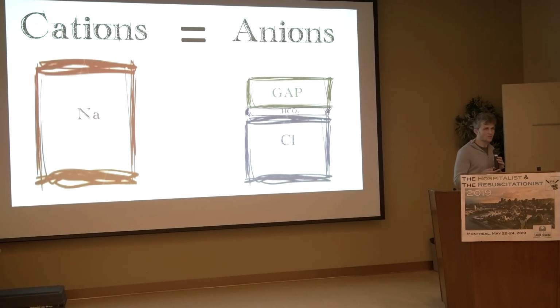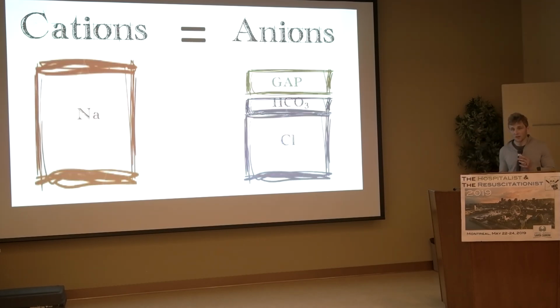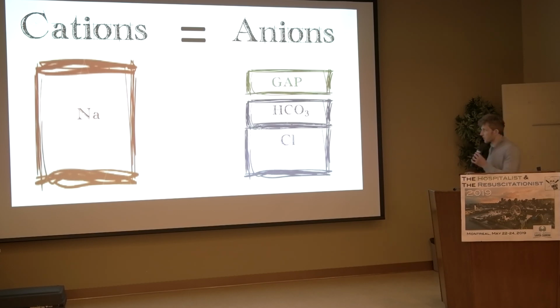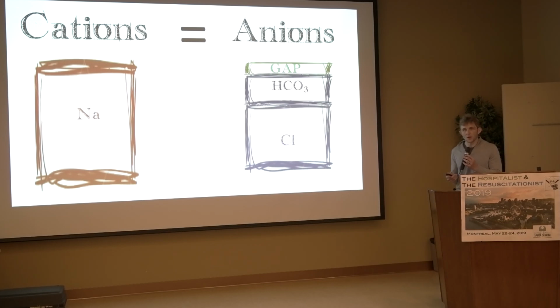Or your gap increases and your bicarb decreases. That's it. That's all there is to it, right? So the only way to become alkalotic is your chloride decreases and your bicarb increases in relation. Or your gap decreases and your bicarb increases. So you can quantify all acid-base status by just looking at that relationship on every single patient.